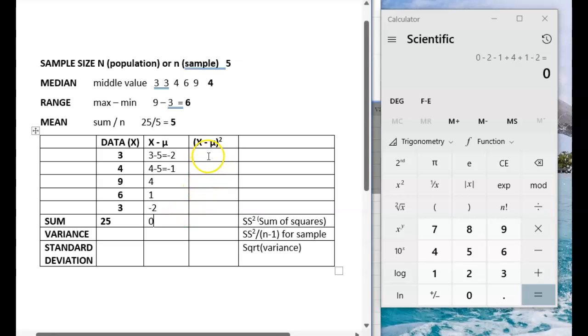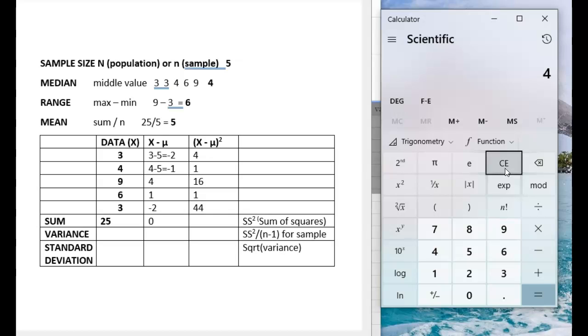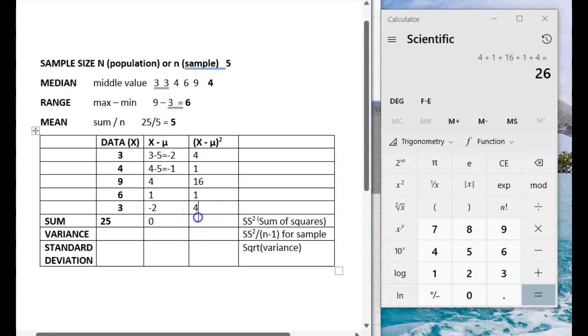And the next thing you have to do when you want to calculate the standard deviation manually is you have to square the x minus the mean. So negative 2 squared is a 4. Negative 1 squared is 1. 4 squared is 16. 1 squared is 1, and negative 2 squared is 4. The next step is to do the sum of the squares, meaning we just add up this column. So 4 plus 1 plus 16 plus 1, oh, that's just a 4 on the end, sorry. And that gives me a 26. That is my sum of the squares.